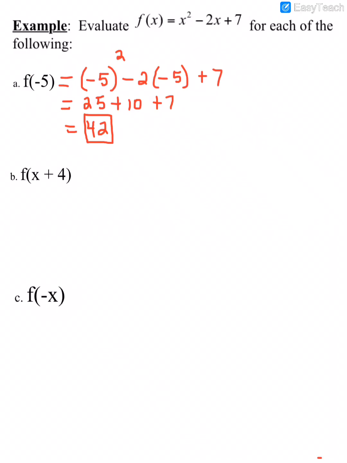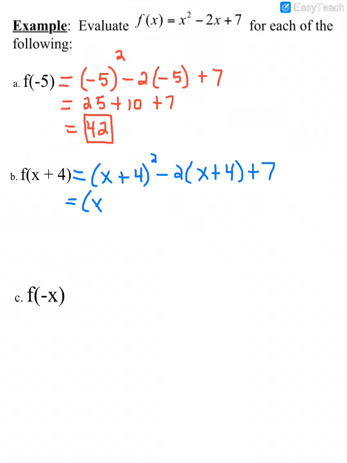Okay, for the next example, for b, we're not plugging in just a single number. We're plugging in a whole expression, x plus 4. So I'm going to plug in x plus 4 every place that there's an x in the function. All right, and then remember, anytime we're squaring a binomial, we don't distribute the square. We write it twice and FOIL it. So that means that we take this x plus 4 and we write it twice, and then we're going to multiply.